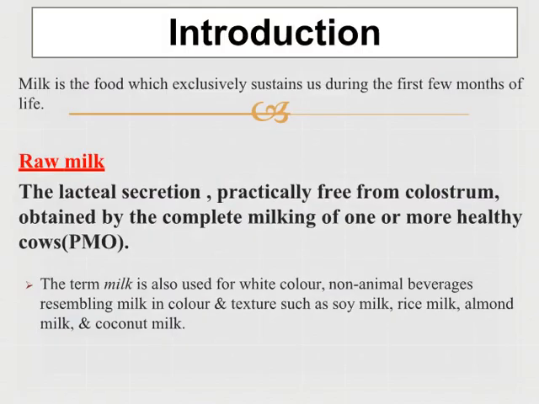Introduction: Milk is the food which exclusively sustains us during the first few months of life. Raw milk, the lacteal secretion, practically free from colostrum, obtained by the complete milking of one or more healthy cows, PMO. The term milk is also used for white color, non-animal beverages resembling milk in color and texture such as soy milk, rice milk, almond milk, and coconut milk.